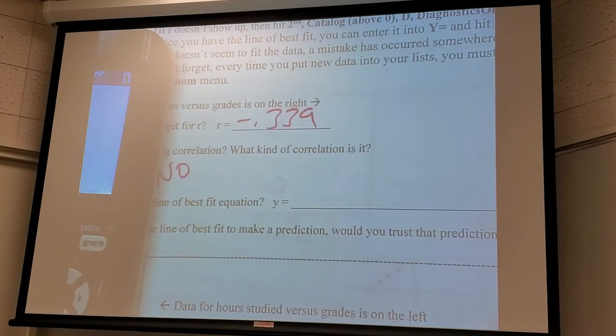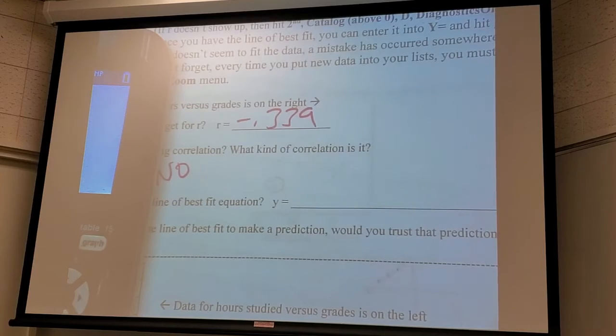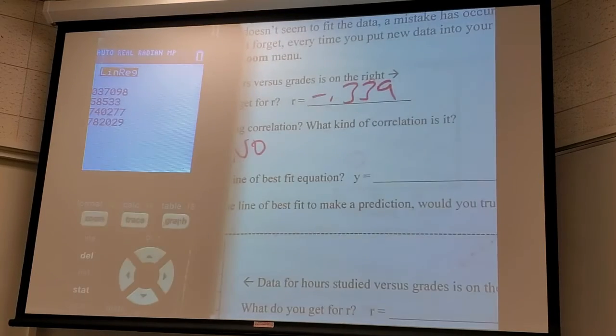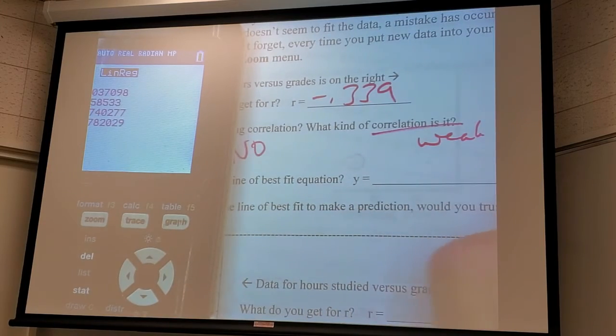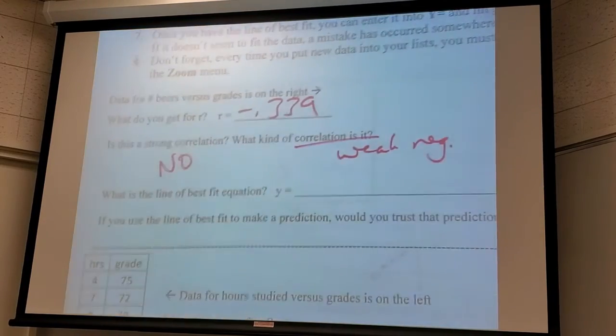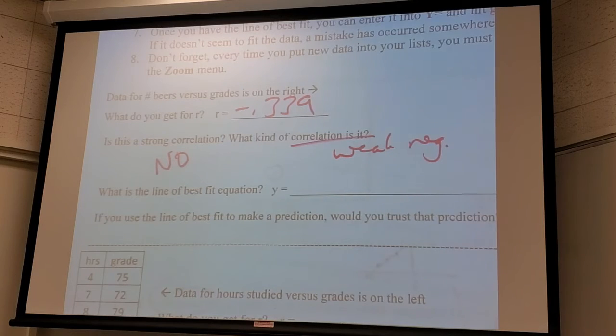Okay, now I remember where I was. Stat, can you bring this back? So my line of best fit, so it's weak negative. What kind of correlation is that? Very weak negative correlation.